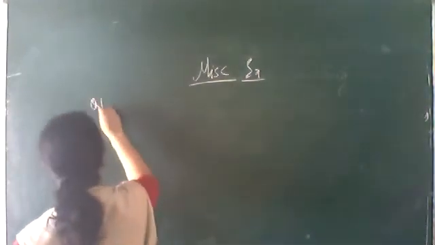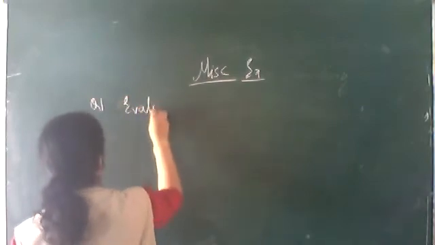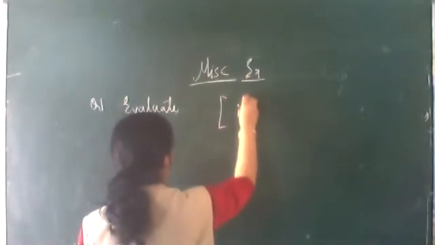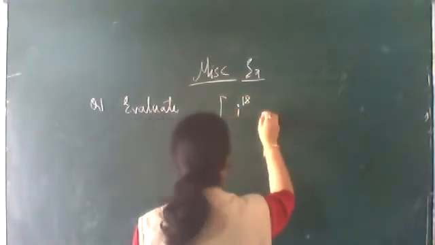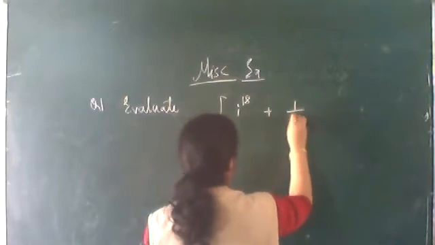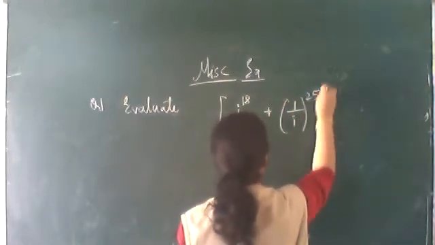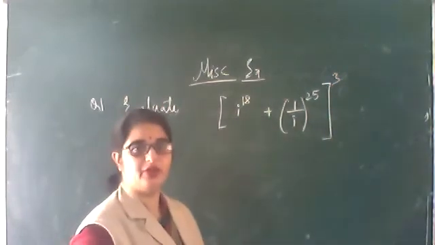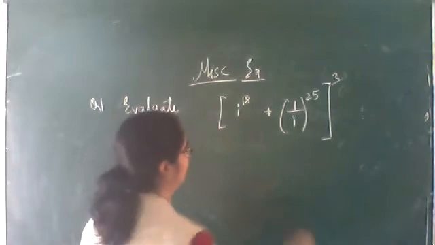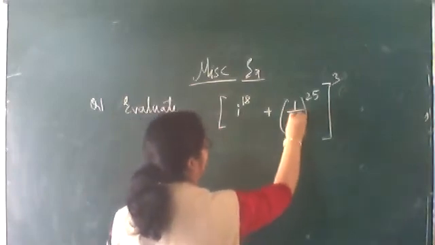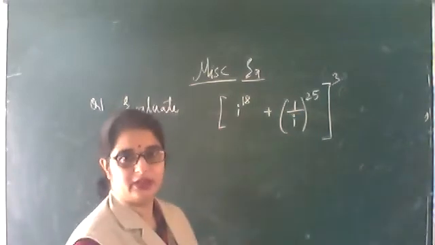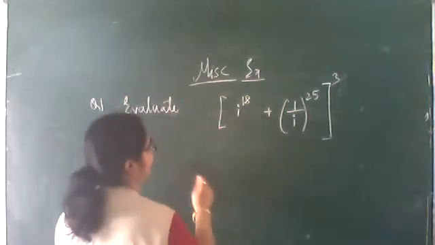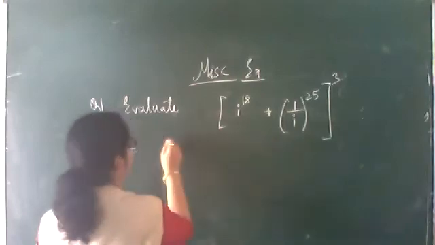Evaluate (i^18 + 1/i^25)^3. That is, i to the power of 18 plus 1 upon iota to the power of 25, whole to the power of 3. Clear? Now you first calculate i to the power of 18, which is equal to what you can write.